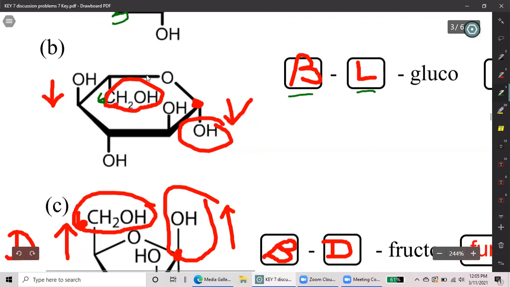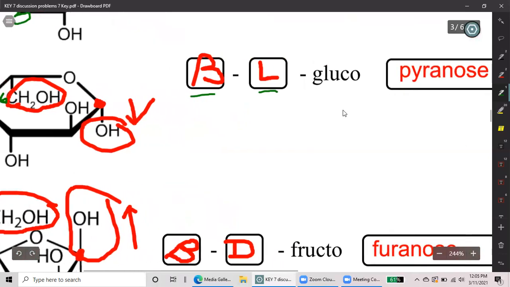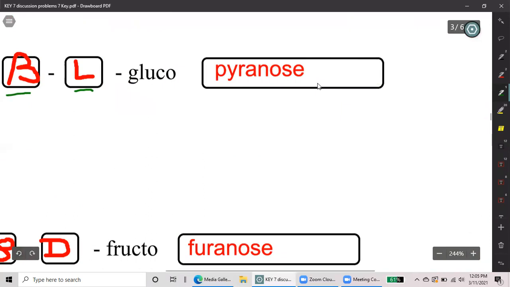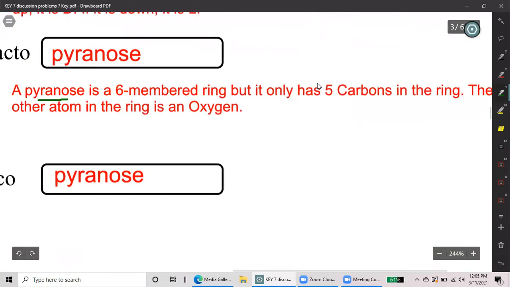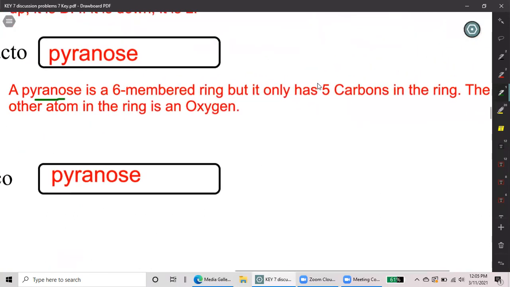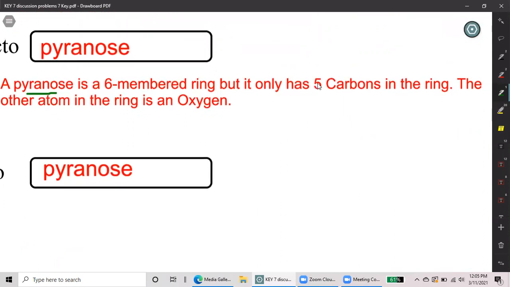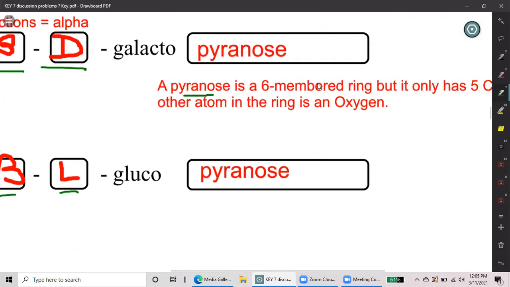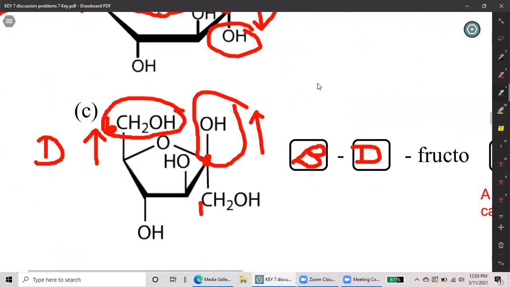Okay, now let's look to see what definition of ring structure this fills. So there are 1, 2, 3, 4, 5, 6 members in the ring. 5 of them are carbons, and 1 of them is an oxygen. So again, it's a pyranose. It matches that definition. A pyranose is a 6-membered ring, but it only has 5 carbons in the ring, and the other atom in the ring is an oxygen.